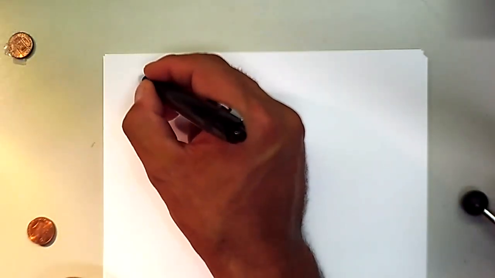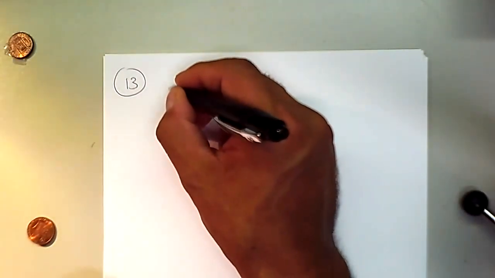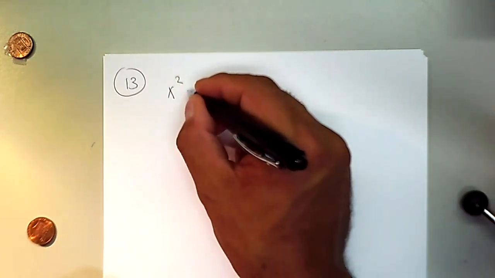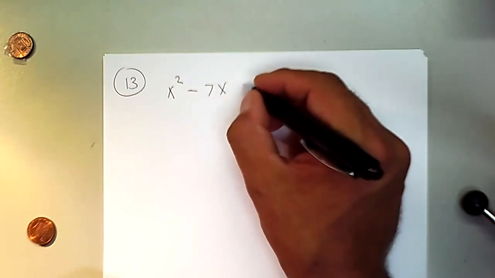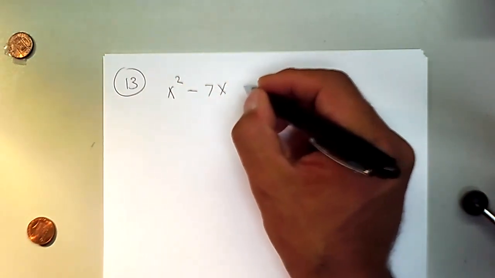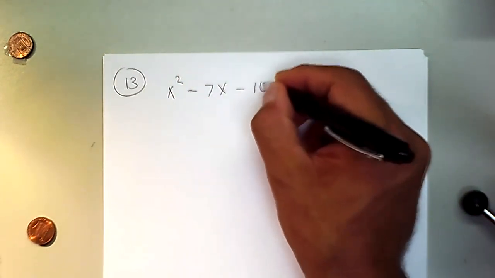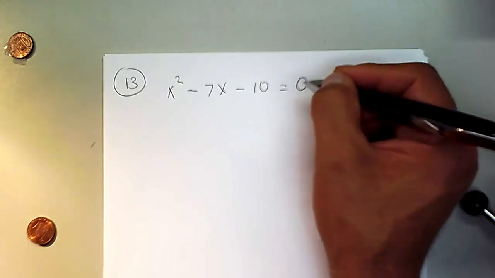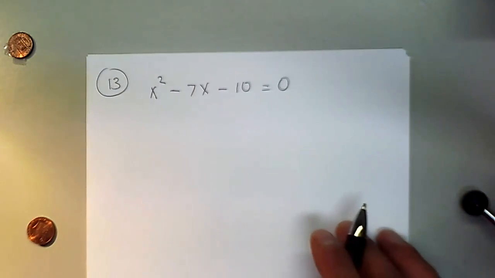Let's do another one. Example 13. Let me just make sure. Yep, example 13. Let's say we have x squared minus 7x, let's put minus 10 equal to 0. And we want to complete the square. Okay, so we want to solve this by completing the square method.